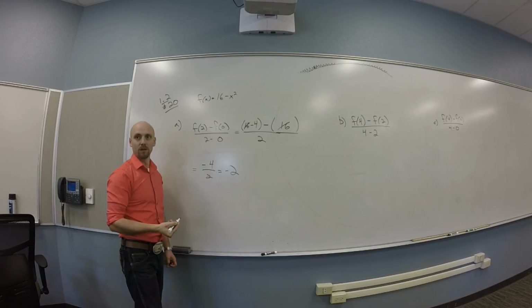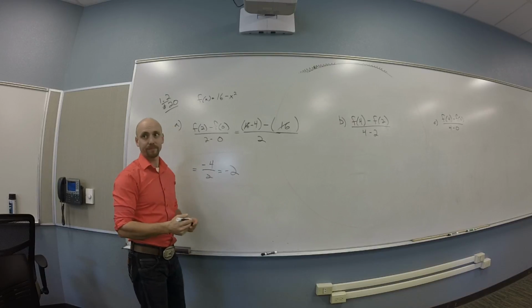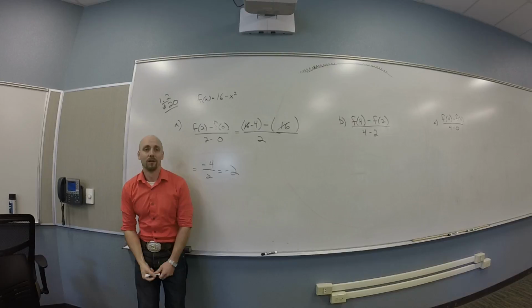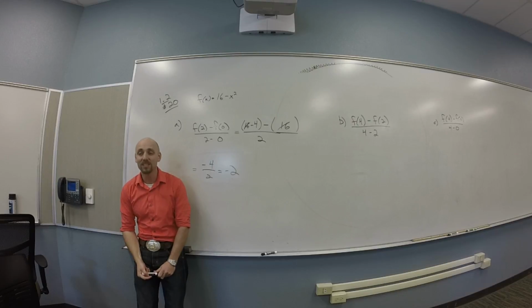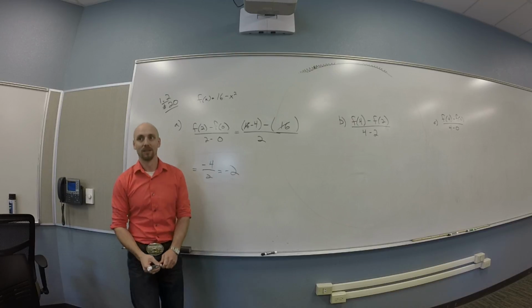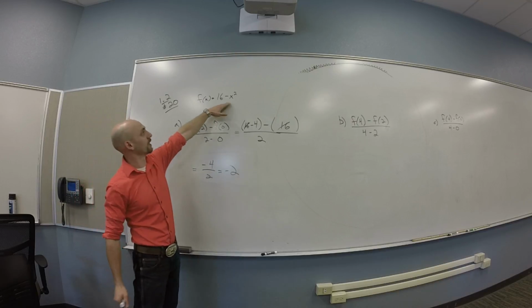Awesome. Okay, what does that mean? That means the answer to compute is negative 2. This is the slope of what? So what's the picture I should be thinking of here?